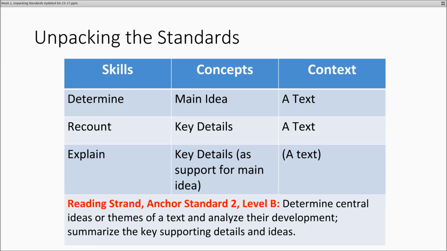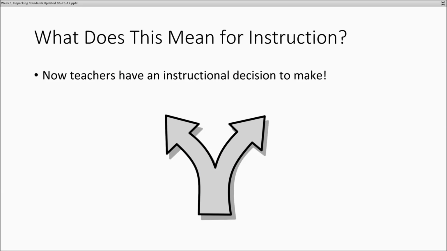All right. Another way of looking at this work of unpacking the standards is through this chart. You can see that we have the 3 categories: skills, concepts, context, and you can see again the skills are determine, recount, explain, concepts what, main idea, key details, and key details as support for a main idea. And this is all within the context of text. All right, so that's my modeling.